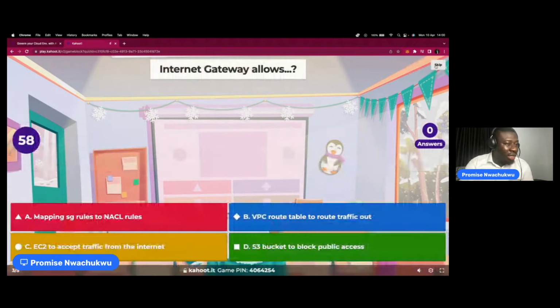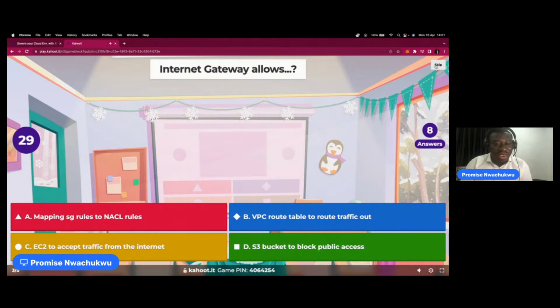Internet gateway allows what? Less than 60 seconds to go. I have one answer in already. Wow, that was fast. I'm suspecting that this person is Lao. The guy seems to be very fast, but I hope to be proved wrong.